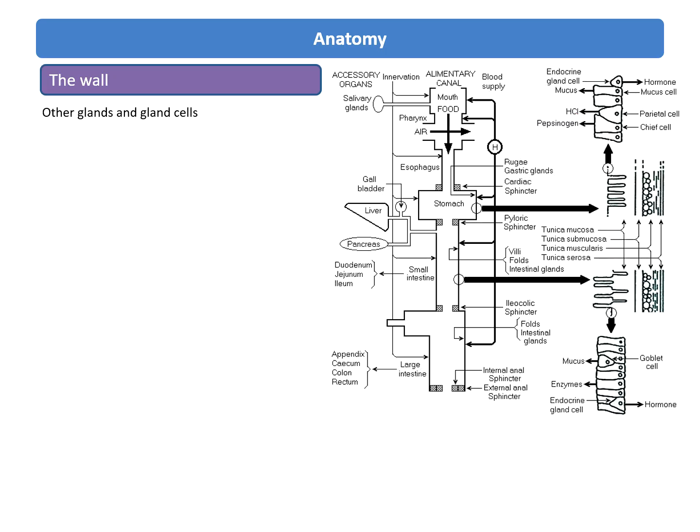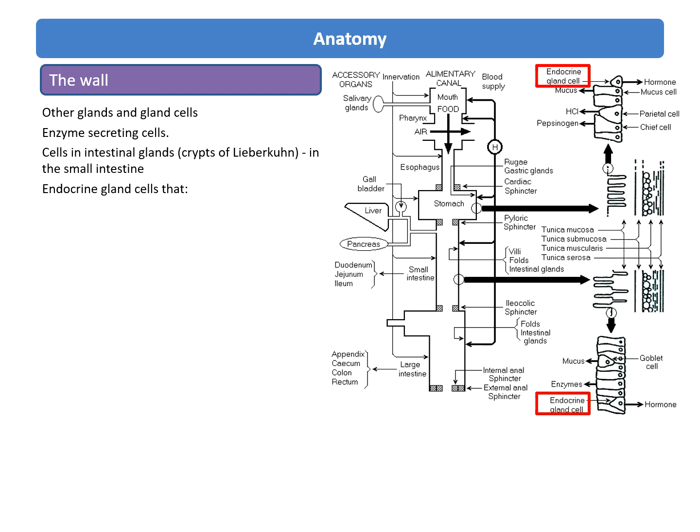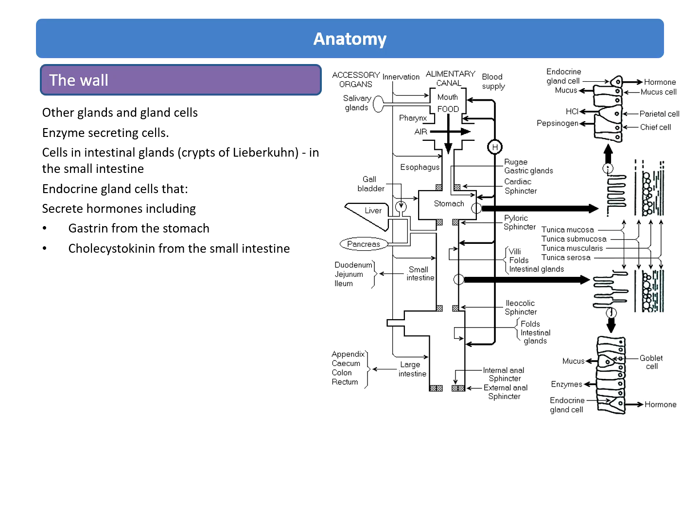Other glands and gland cells include enzyme secreting cells, cells in the intestinal glands called crypts of Lieberkühn in the small intestine, endocrine gland cells that secrete hormones, including gastrin from the stomach, cholecystokinin from the small intestine, and secretin from the small intestine.